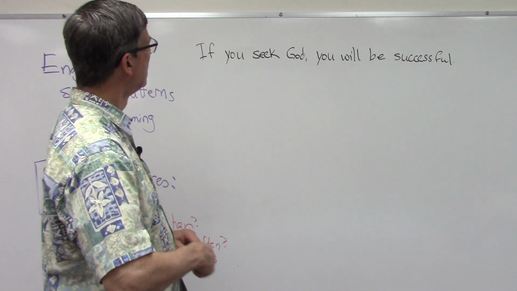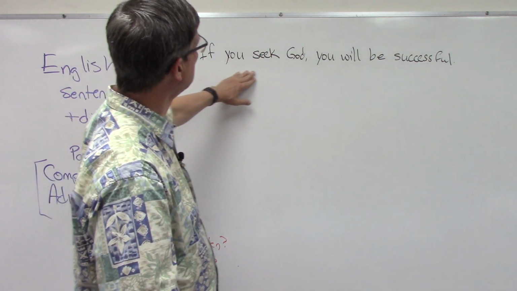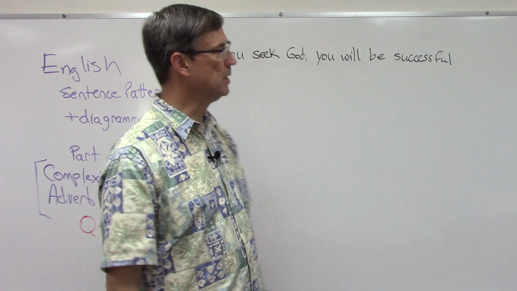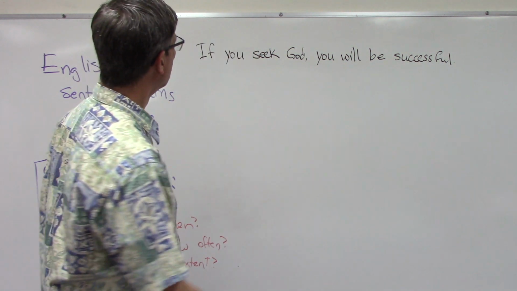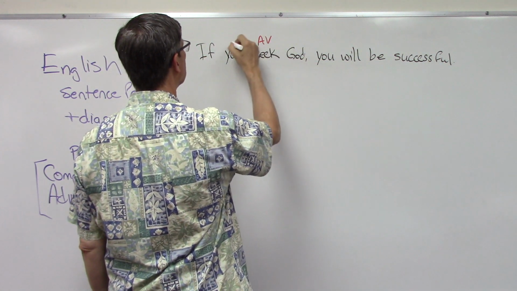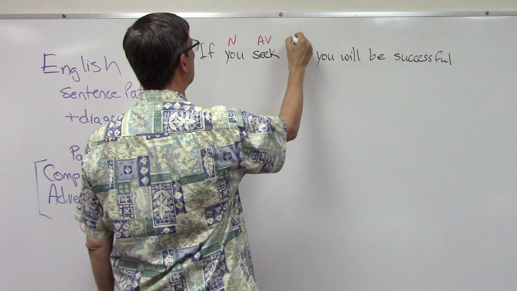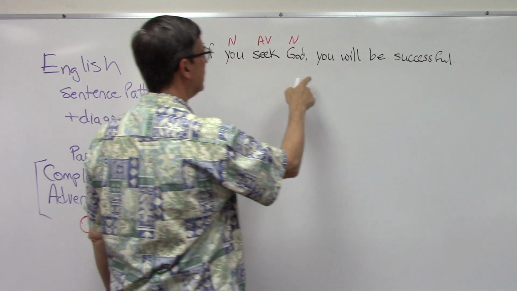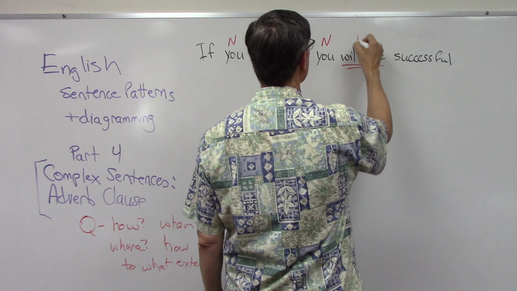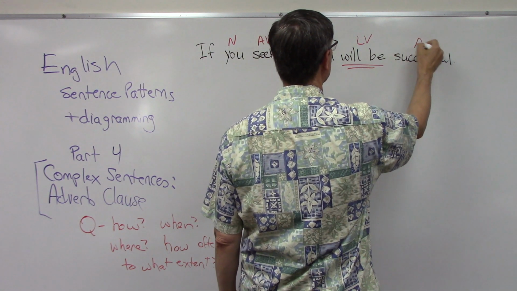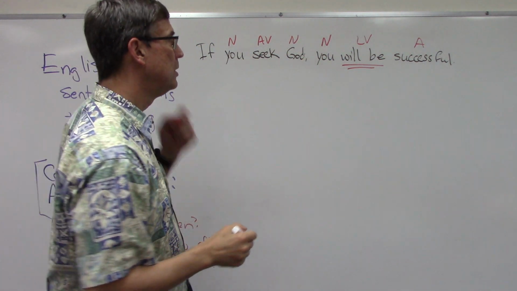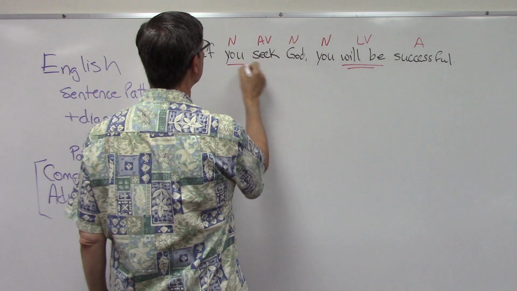All right, so I'm looking at this sentence: if you seek God, you will be successful. That sounds like Joshua 1:8, doesn't it? First of all, you look at this and say, I see a verb here. Noun, verb: you seek God. You will be, that's a linking verb, successful. That's an objective complement, but it is an adjective renaming you.